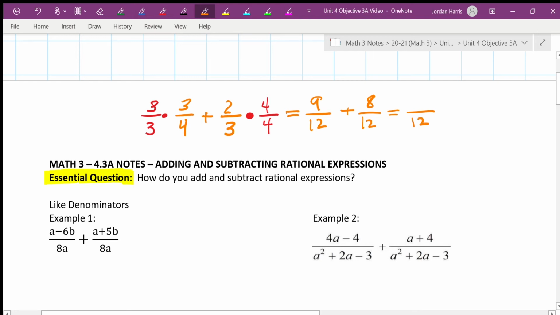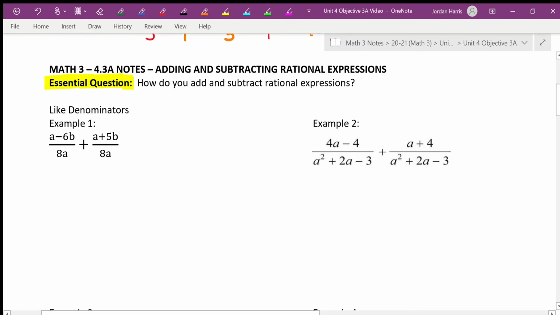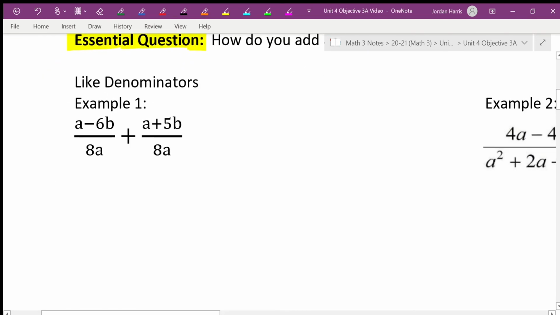Okay, so we add. One thing to remember: once you have that common denominator, that is the denominator of our answer. 12 is the denominator of our answer, and we just add the top numbers. 9 plus 8 is 17, so 17/12. So we got a common denominator by using the factors. We added the top numbers and kept the common denominator the same, and that is exactly what we're going to do here.